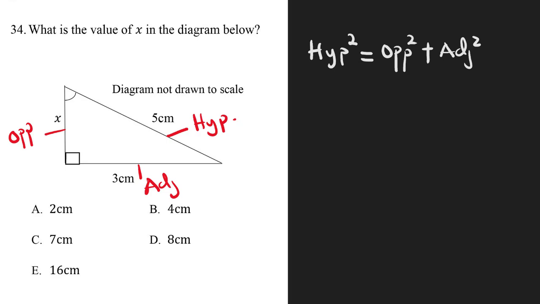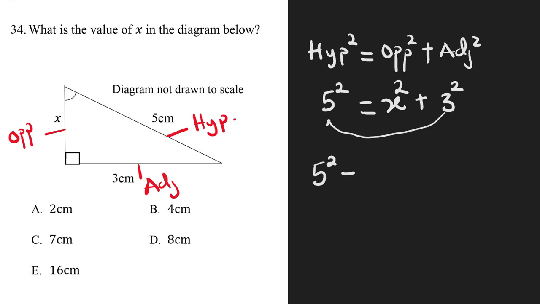Because we know that our hypotenuse is 5 centimeters. So we say 5 squared, because it's squared, right? Then it's equal to, what is our opposite? Our opposite is x squared, plus what is our adjacent? Our adjacent is 3 squared. So collect items: alphabet move to one side and numbers move to one side. This 3 will move to where 5 is, and it's going to change to minus. So we're going to have 5 squared minus 3 squared is equal to x squared, right?